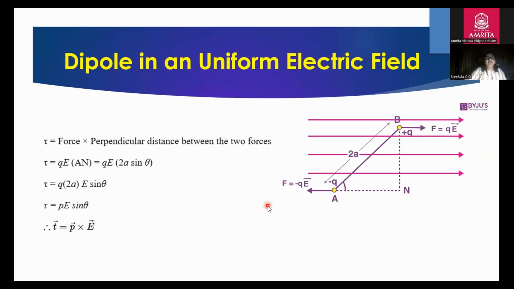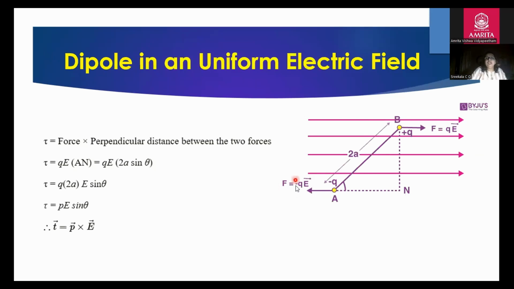Dipole in a uniform electric field. Here you can see a dipole with minus Q and plus Q charges placed in a uniform electric field. The electric field is uniform, which is why you see parallel lines here. If the angle between the electric field and the dipole is theta, then a force will act on the minus Q charge placed in an electric field of intensity E.